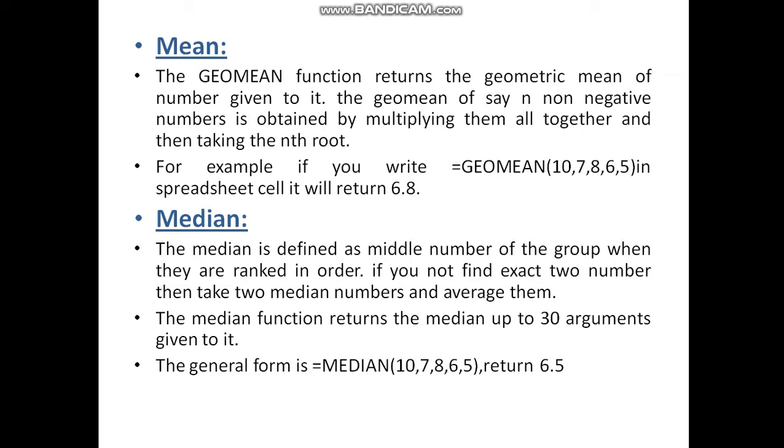Next is the median. The median is defined as the middle number of the group when they are ranked in order. If you cannot find the exact middle number, then take the 2 middle numbers and average them. The median function returns the median of up to 30 arguments given to it. The general form is equal to median in brackets 10, 7, 8, 6, 5 and it returns 6.5. Now, how to find the median?